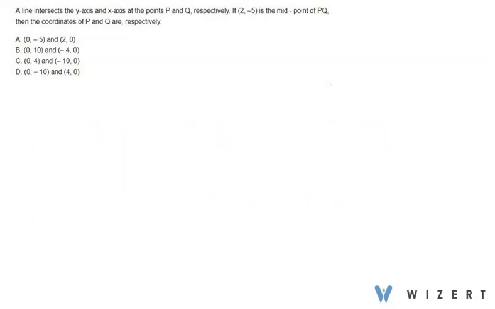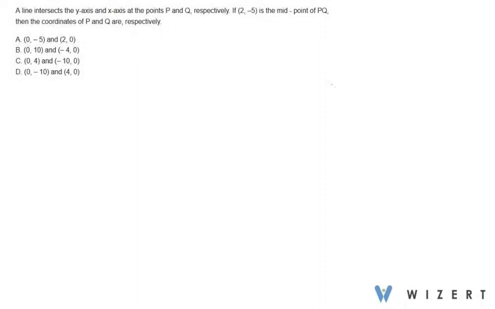We have this question here. A line intersects the y-axis and x-axis at the points P and Q respectively. If (2, -5) is the midpoint of PQ, then the coordinates of P and Q are respectively.